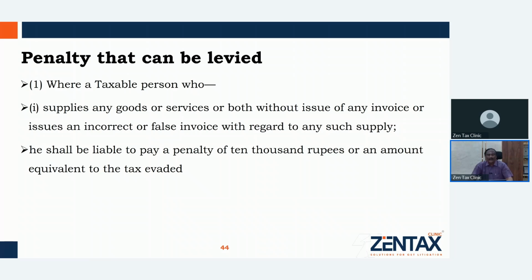So other penalties can be levied on you. Penalty under 129 can be levied. Also, 122 penalty can be levied. So it is equal to 10,000 or the amount of the tax thought to be evaded. So a penalty equal to the tax amount can be levied.